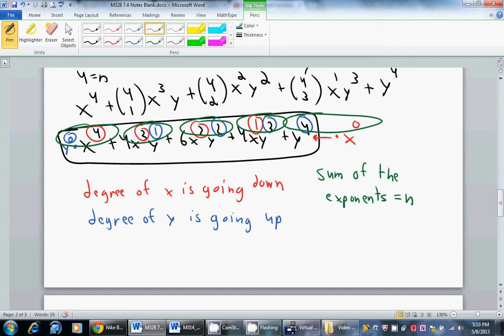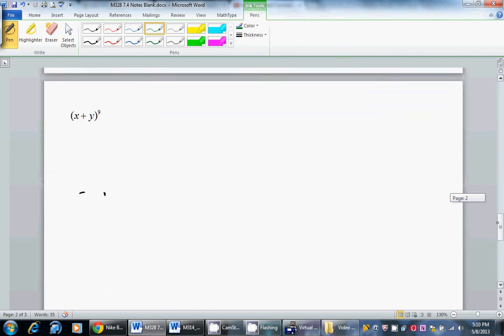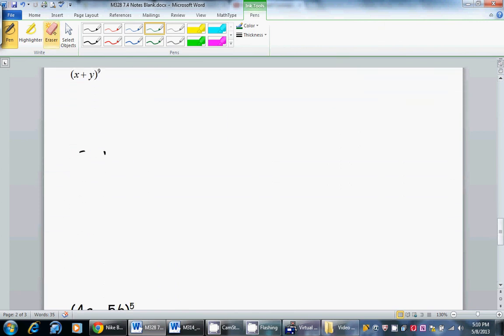All right, let's try a hard one. x plus y to the ninth. Woo. All right, here we go. n is going to equal 9. So this is going to be x to the ninth plus the binomial coefficient of 9 and 1. Degree of x goes down 1. Degree of y goes up 1.